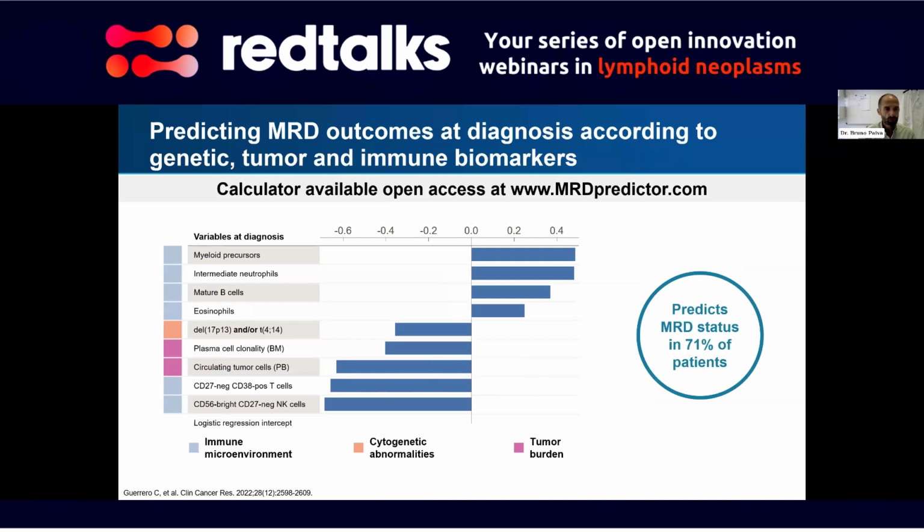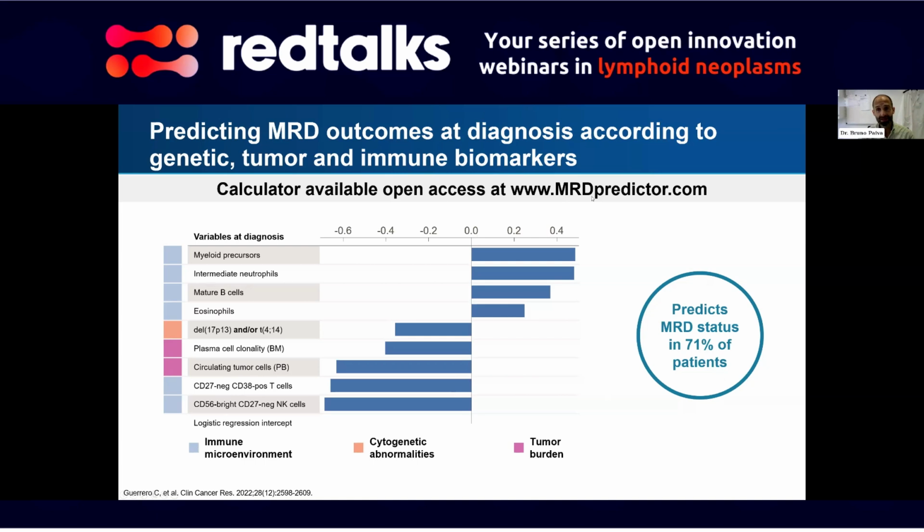Now, a few years ago, we showed in a proof of concept study that it was possible to predict MRD outcomes at diagnosis according to genetic markers, for example deletion 17p and or t(4;14) translocation, tumor biomarkers like plasma cell clonality in the marrow, circulating tumor cells, as well as immune biomarkers in the marrow that can be easily obtained, like I said before, with NGF. And using these biomarkers, it is possible to accurately predict the patient's MRD status in 70% of both transplant eligible and ineligible patients.